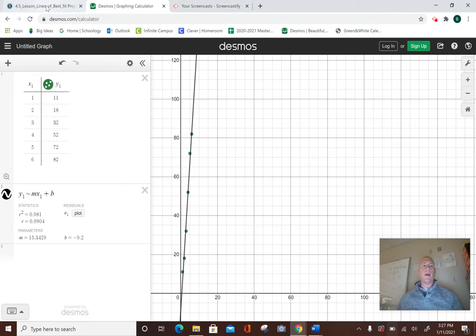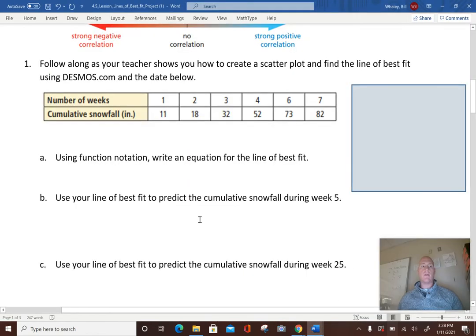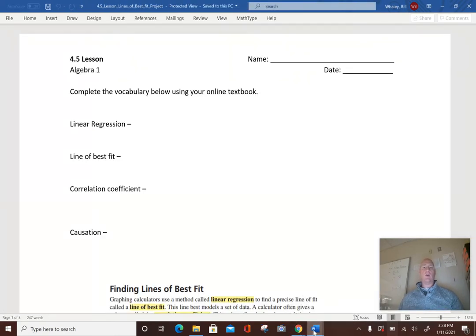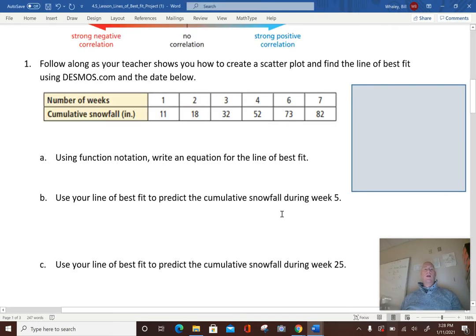So now let's go back to here. Excuse me. Let's go back to our notes. And I apologize. I have too many things open right now. Let's go back to our notes, and we can put in f of x equals 15.3x minus 9.2. Okay.